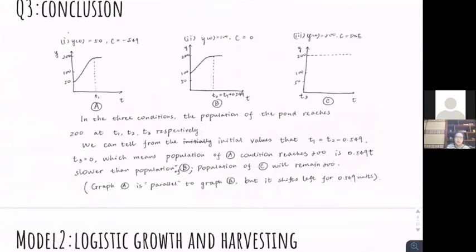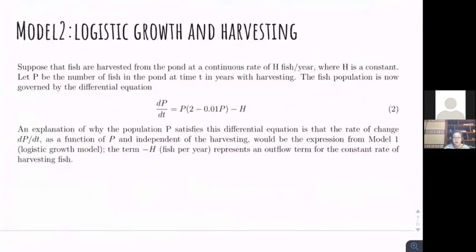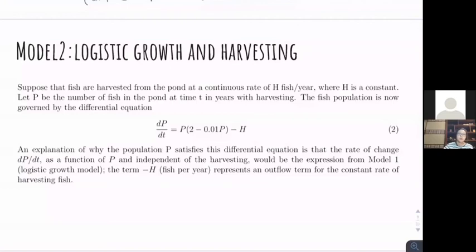I can also say graph A is parallel to graph B, just like what I said. It's like the original graph shifting up and down, left and right. They have the exact same shape, but different intercepts. We finished Model 1, so let's move on to Model 2.